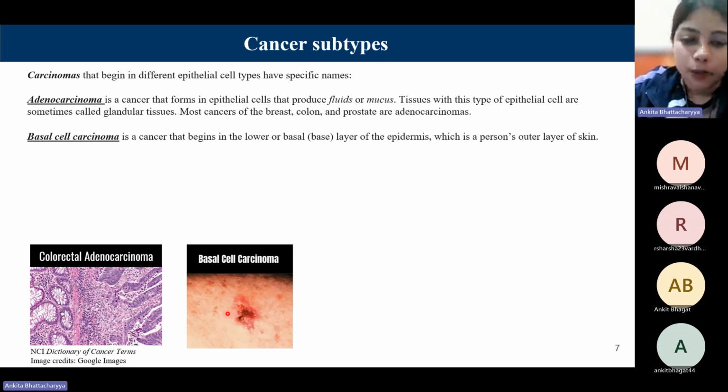But yeah, again, I must reiterate, it is very uncommon in the Indian population. Not that it doesn't happen, but it is relatively uncommon in our population. But yeah, you can never be too cautious. So that was the basal cell carcinoma.